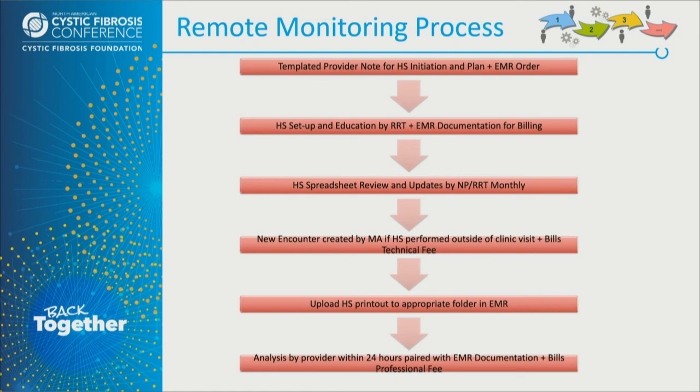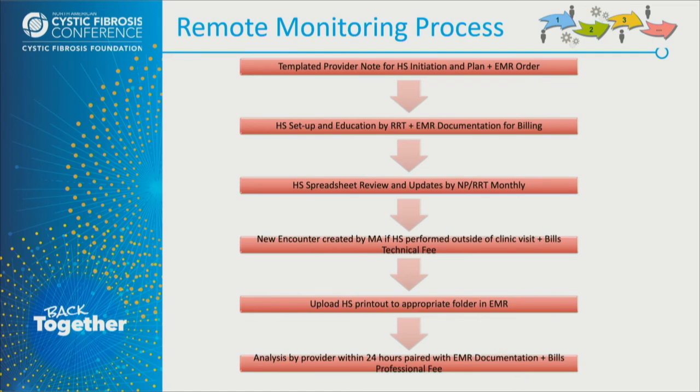So right after we were able to get all the pieces together, we were also talking about, okay, who's going to do what? What do we need to put in? Who's going to do that? So really we created a process, right? We created a templated provider note for the initiation and the plan along with the orderable. And we made it so that anyone can place the order. So our RT can place the order, our nurses can place the order, the provider can place the order. It did not need a co-signature because we didn't want that to delay our ability to do this test, get the results, and bill.